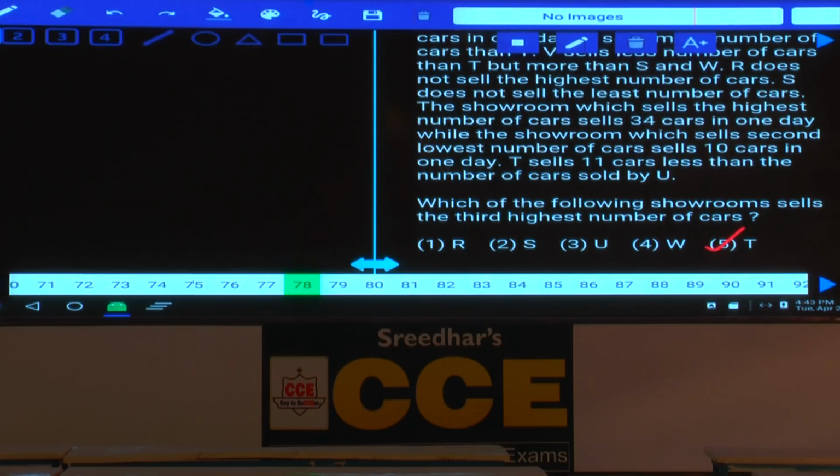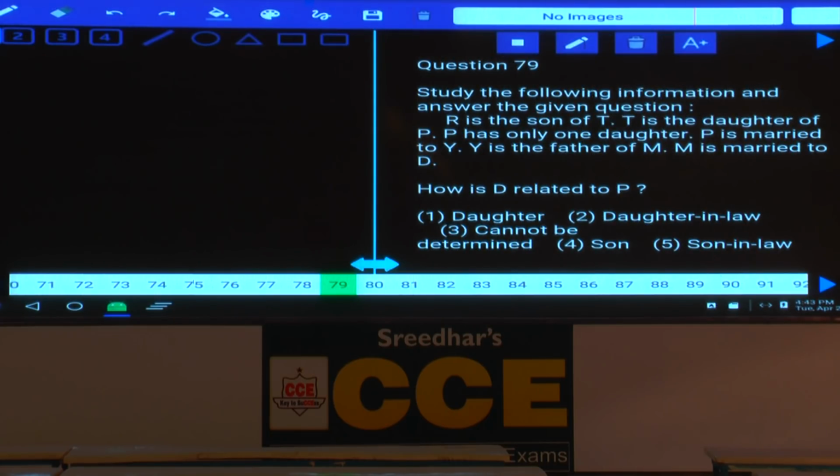Now in these blood relations questions 79 and 80, how is D related? R is the son of T. As R is the son of T, T is here. R is the son of T can be written like this. T is the daughter of P. Now this T is the daughter of P, R is the son of T, T is the daughter of P.